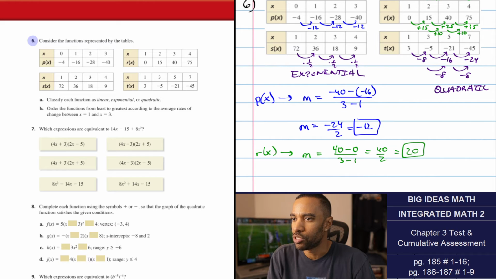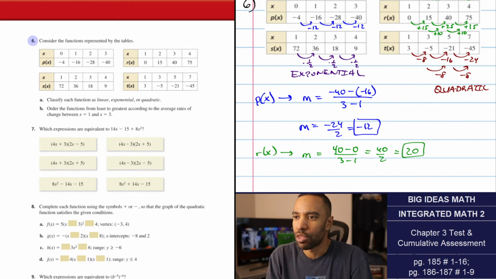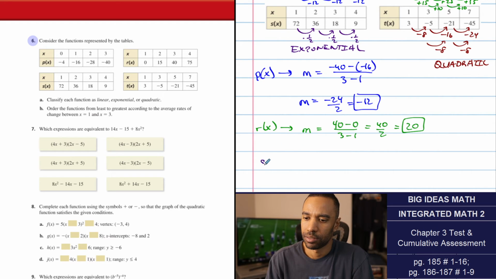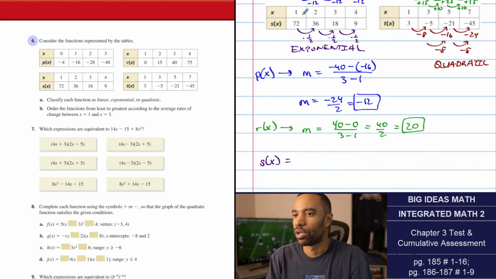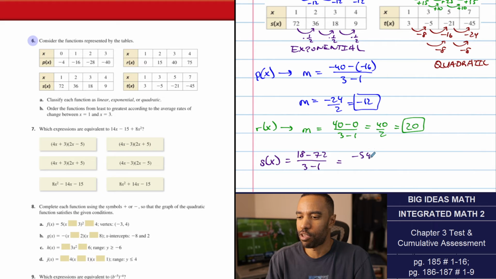The third, oh, these are different, and these are the same color. I need to make them different. Seems like this red. The third one, S of x, we're going from 1 to 3, that's 18 minus 72 over 3 minus 1, which is negative 54 over 2, or negative 27.